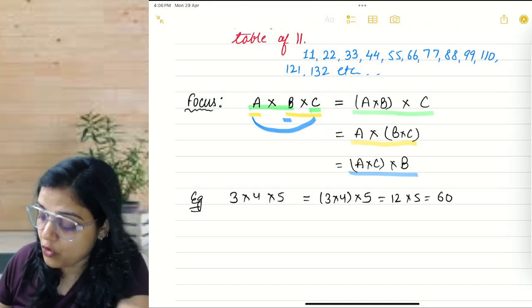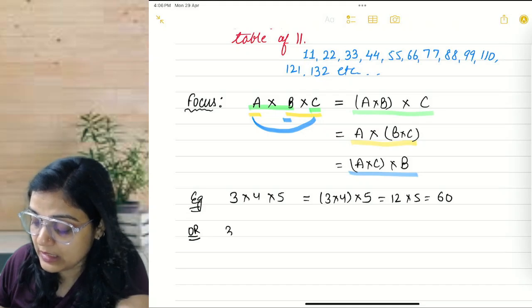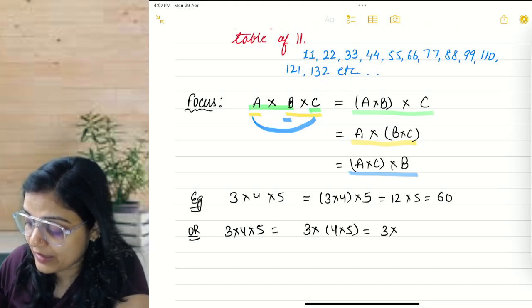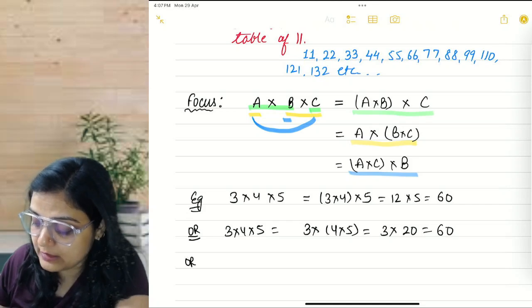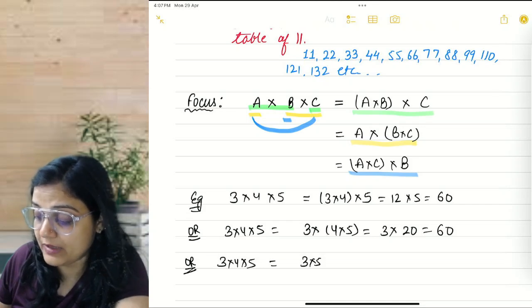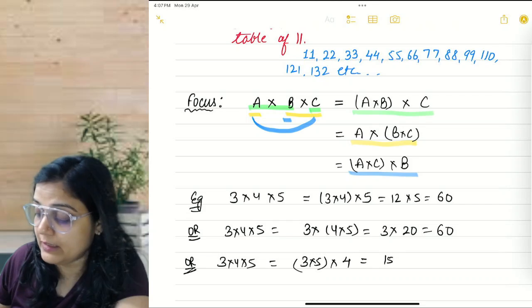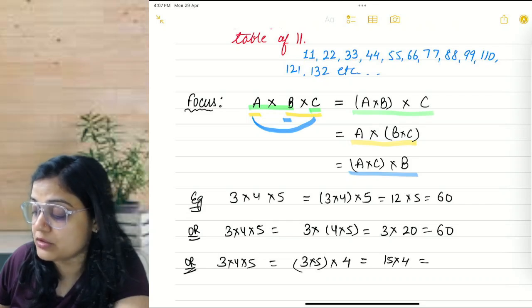All right. Or what can I do? I can do it like 3 into 4 into 5, 3 multiplied by the product of 4 and 5. So that will be 4 5s are 20, 3 20s are again 60. Or in the third way, what I can do, 3 into 4 into 5, I can write it as 3 into 5 first and then multiply the product by 4. So this is 15 into 4, that is also 60.